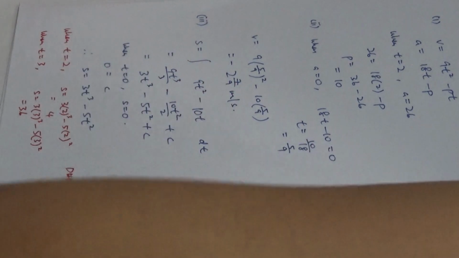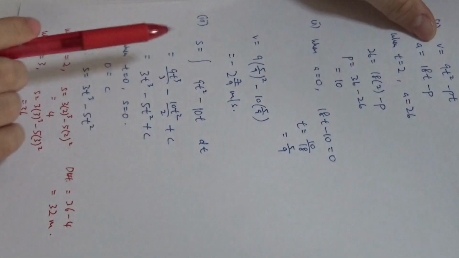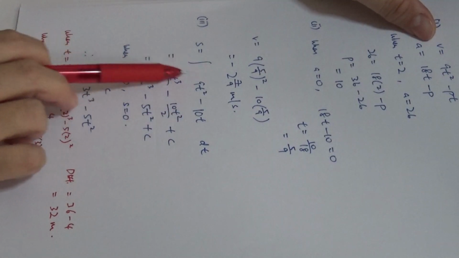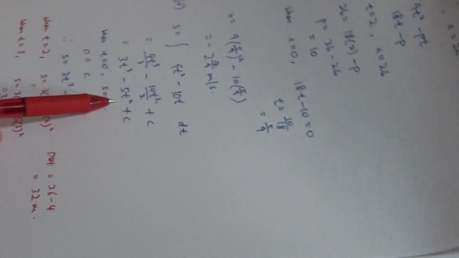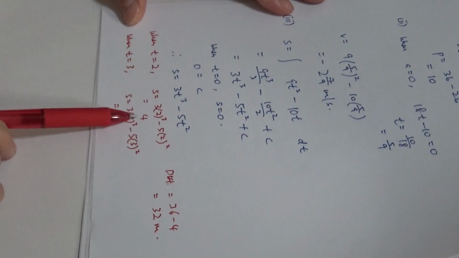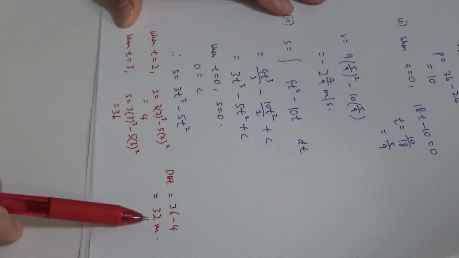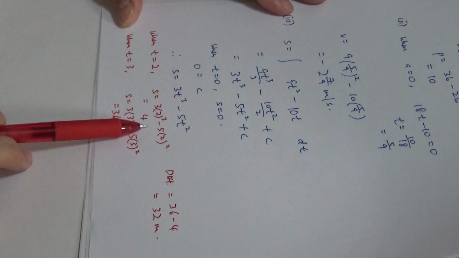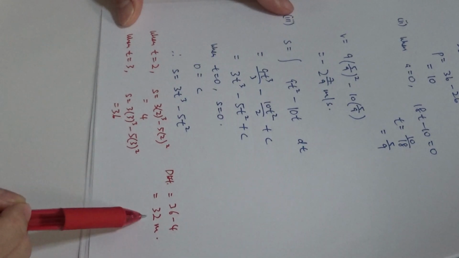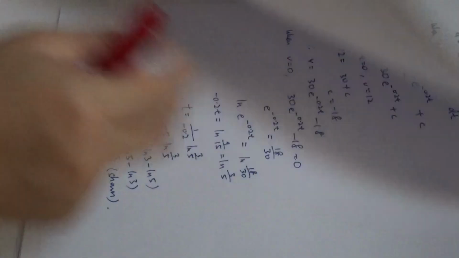Now, in part 3, they want us to find the distance travelled in the third second. So we do the displacement function, we integrate the velocity, we get this particular function here. When t is 2 it is 4, when t is 3 it is 36. So the difference is 32, that is 36 minus 4, 32 meters. So this will be the distance travelled in the third second. So this is question number 5.